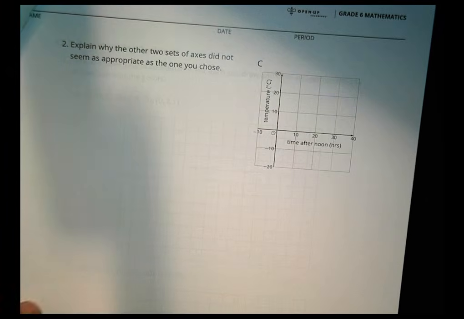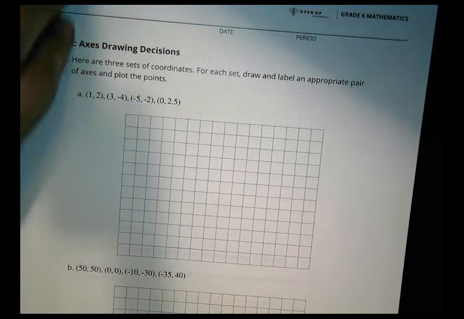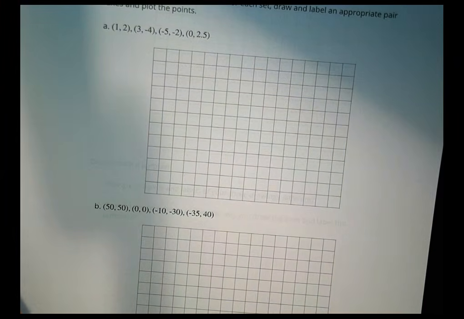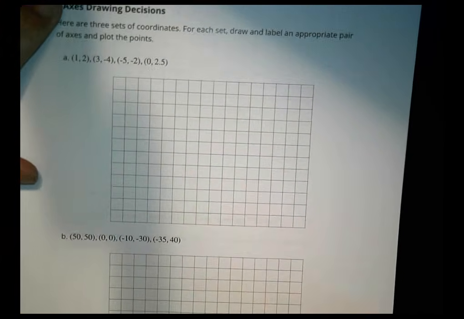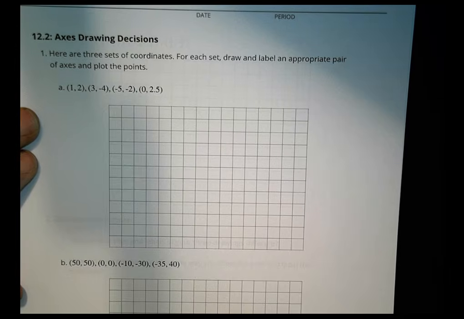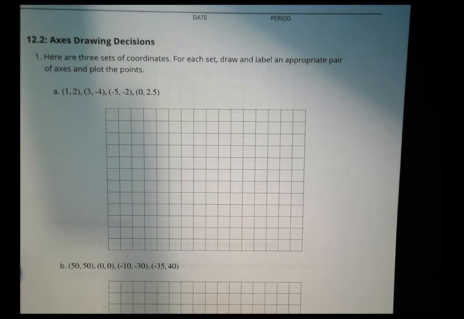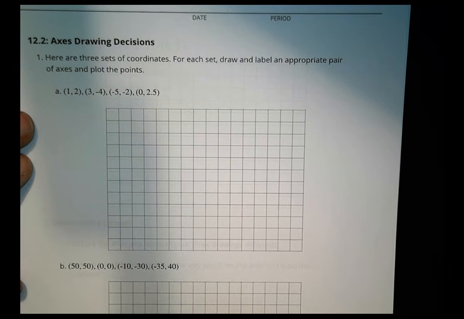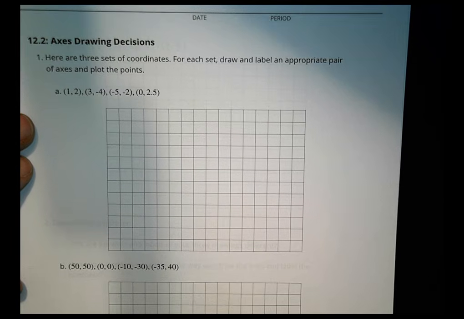So then it says, explain why the other two sets of axes did not seem as appropriate. And we've kind of talked through that already, so hopefully we're okay on number 2 as well. Talking through why it works and why they don't work. B is the best one. Alright. Activity 2 for lesson 12 says here are 3 sets of coordinates. For each set, draw and label an appropriate pair of axes and plot the points.